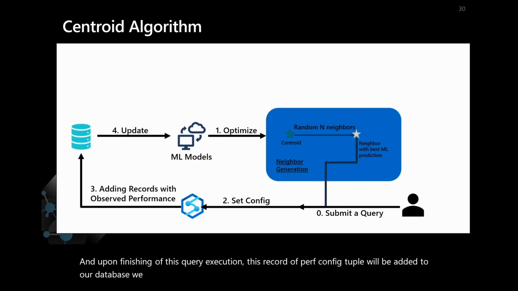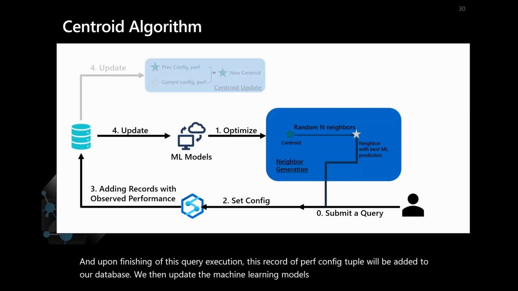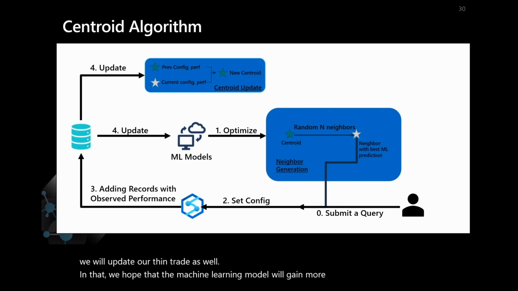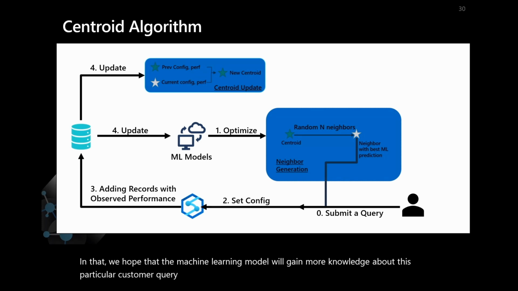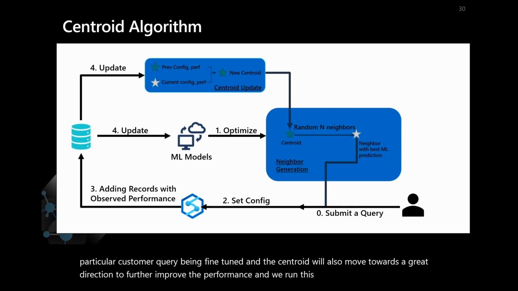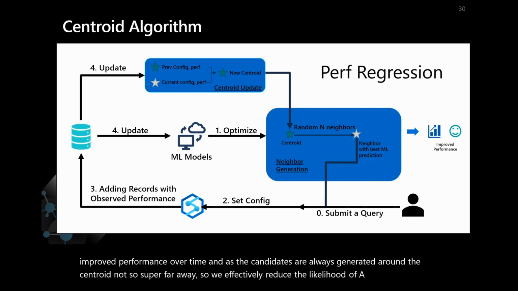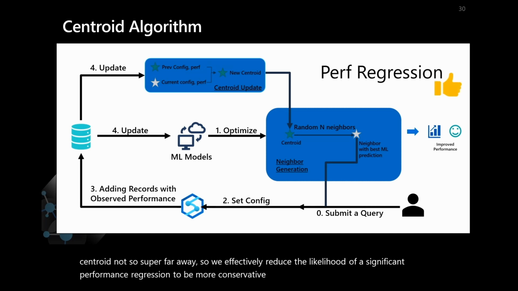We then update the machine learning models with this new observation, and we update our Centroid as well. In that way, we hope the machine learning model will gain more knowledge about this particular customer query being fine-tuned, and the Centroid will also move in the right direction to further improve performance. We run this process iteratively to achieve improved performance over time. And as the candidates are always generated around the Centroid, not super far away, we effectively reduce the likelihood of a significant performance regression, making our tuning process more conservative.